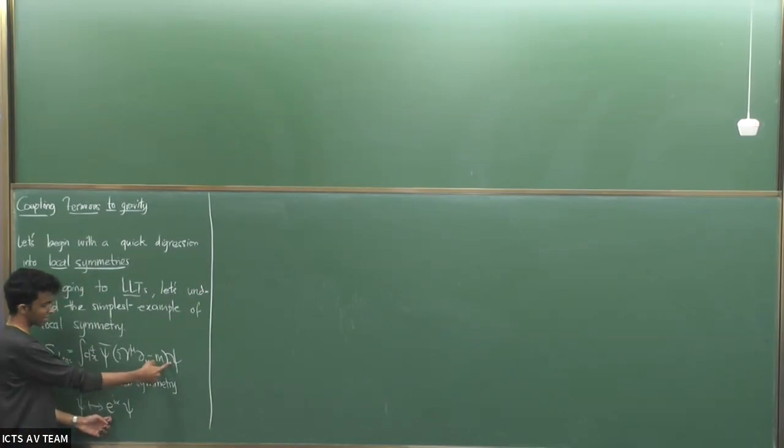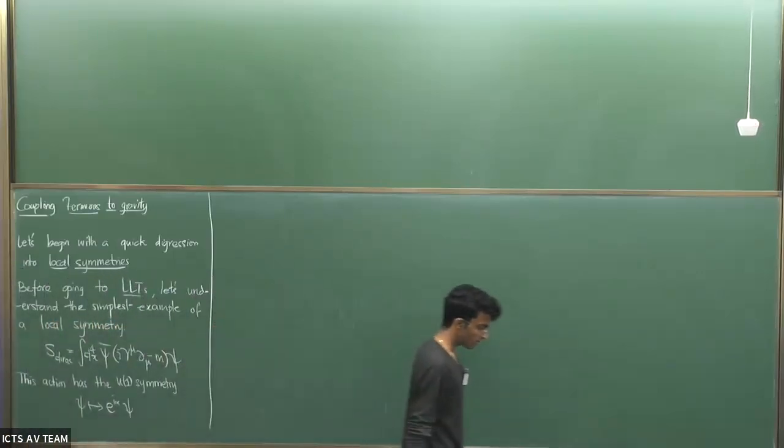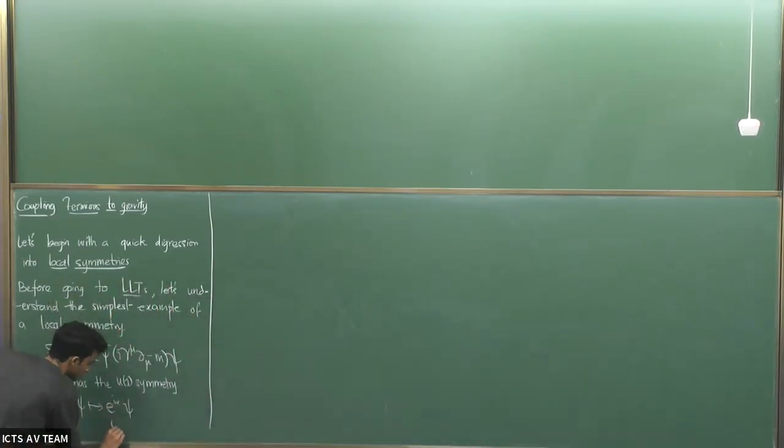So there will be an e to the I alpha here, but psi bar, remember, is psi dagger gamma 0. And when you take a dagger, e to the minus I alpha comes out. And so this is a symmetry. So this is a global U1 symmetry. Okay. So here alpha is not a function of x. So this is a global U1 symmetry.